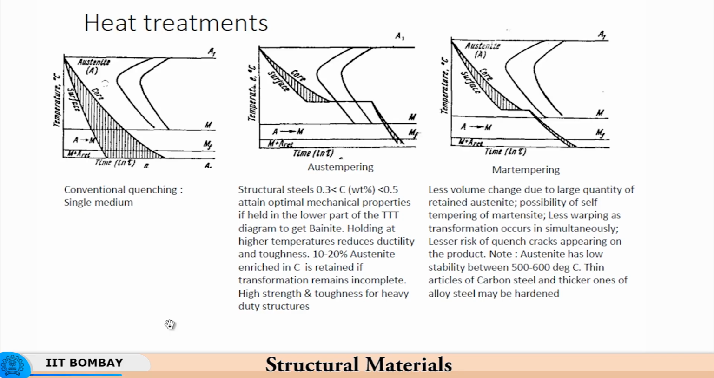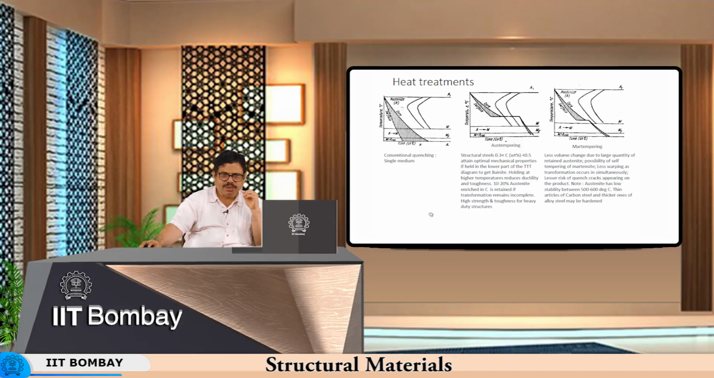Then there is a lesser risk of quench cracks appearing on the product, because now what is happening is you have equalized the temperature, you have a lot of austenite that is retained, part of it is transformed to martensite, but not everything, and then you have tempered martensite. As a result of that, you can get a good amount of fracture toughness here.